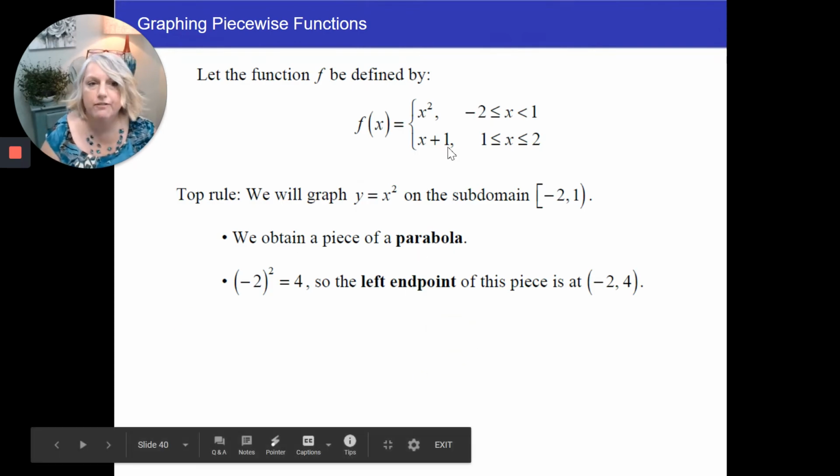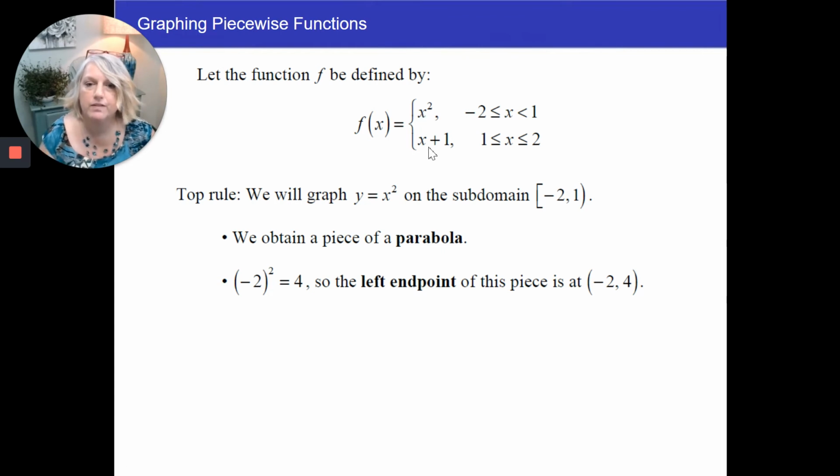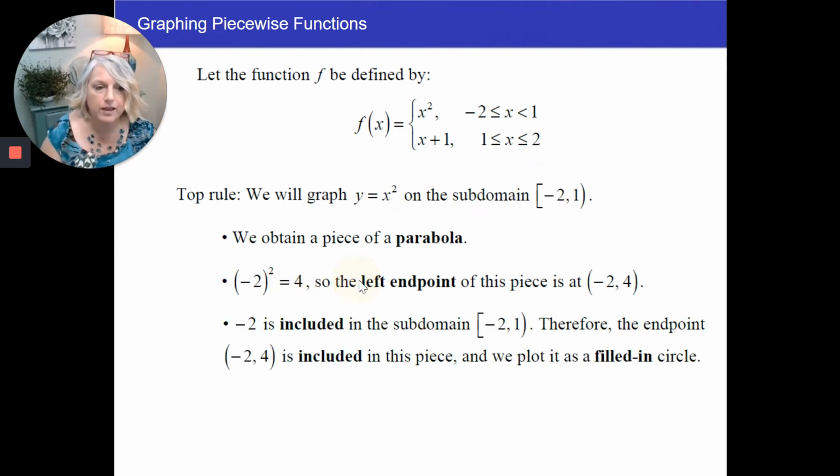Alright, so when we're graphing this one that we had earlier, we have a parabola and we have a line. So basically what I do is I'm going to graph y equals x squared, but I'm not going to graph the whole thing. I'm only going to graph on the subdomain from -2 to 1. Now the most important thing is really just to figure out your endpoints first, and then figure out the rest of the middle section that you're going to keep. So I first take the -2 and I plug that in and I get 4. So the left endpoint is at (-2, 4).